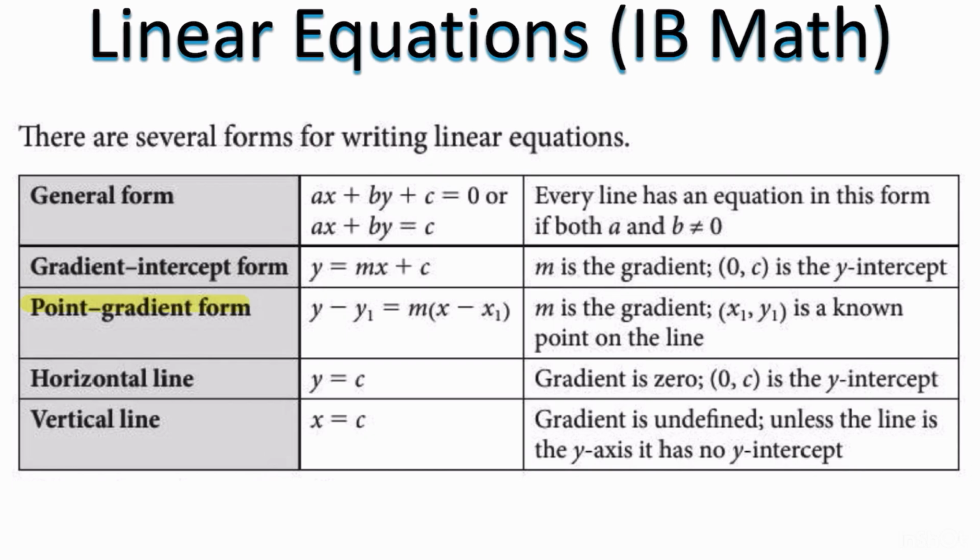The other one is point gradient form. Point gradient form is y minus y1 equals m times x minus x1, where m is the gradient, x1, y1 is basically a point on the line. This one still looks exactly the same. The only difference is that instead of slope, we're saying gradient.